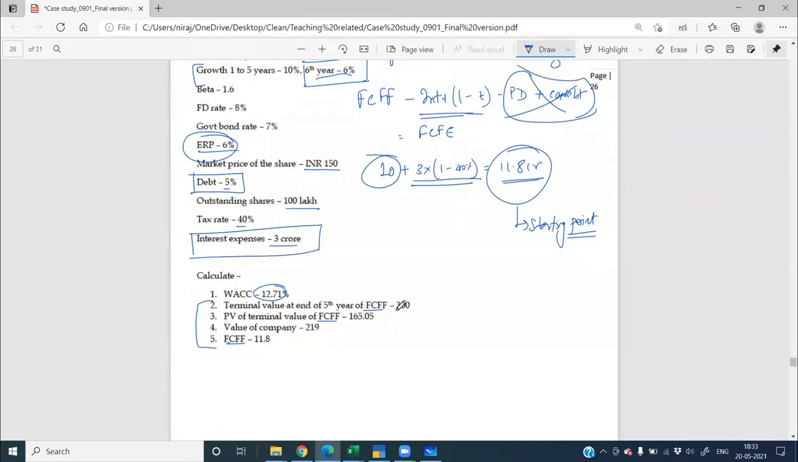So the first question they've asked is to calculate the terminal value at the end of the 5th year. We also got 300 as an answer. Then they've asked us the present value of the terminal value of FCFF.